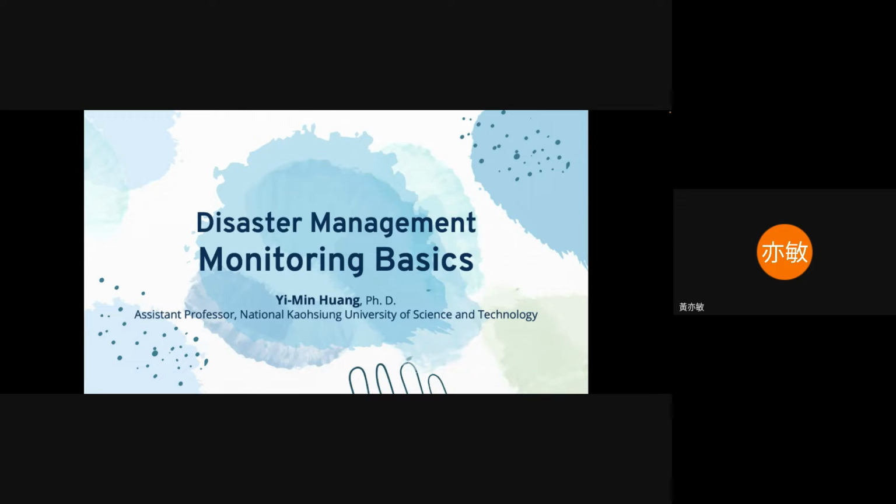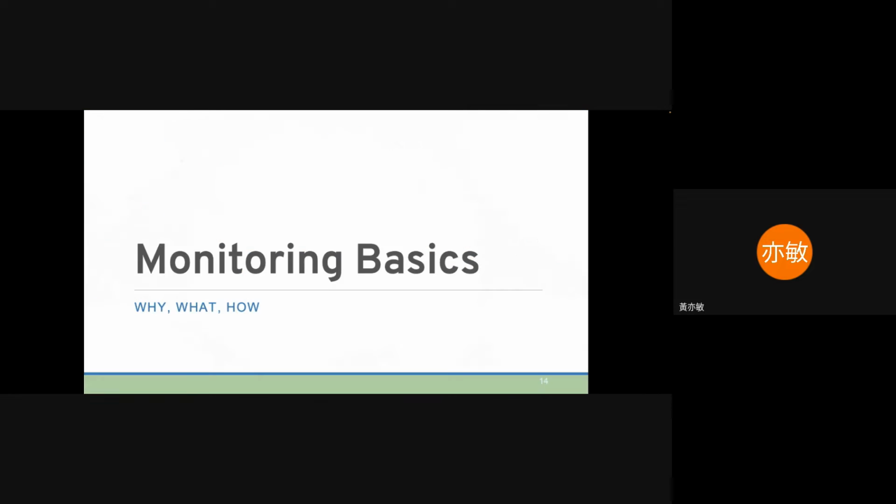The first thing we will look at is, what is the monitoring basis? When we're talking about monitoring basis, I just highlighted three simple questions. Why do we need to do the monitoring? What object do you want to monitor? And how do we monitor the object or the disaster you want to know?